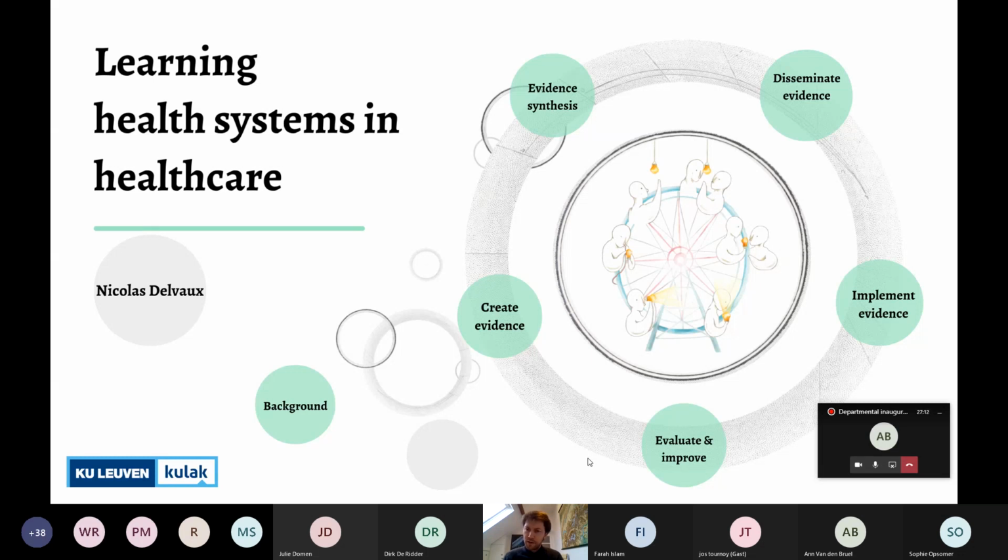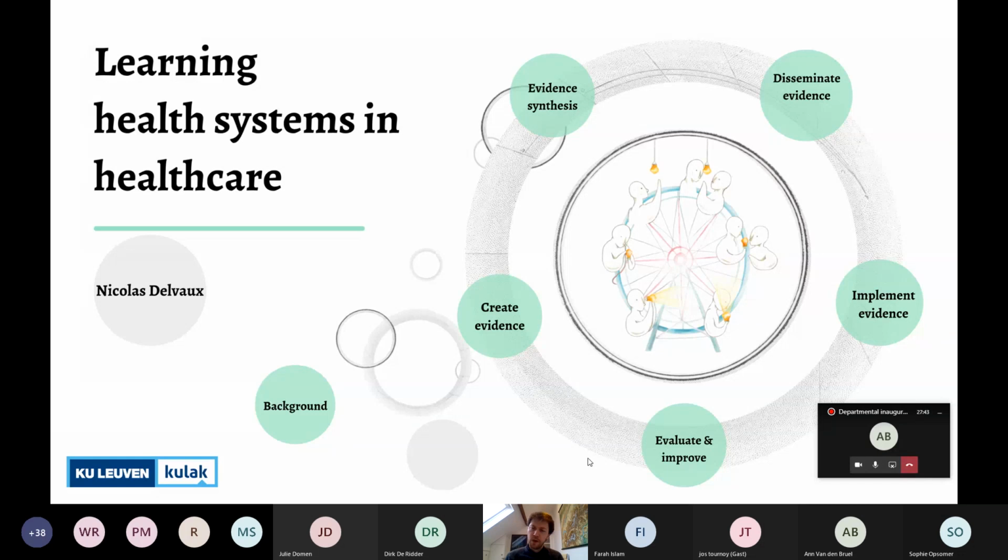Many of the things that I'll be discussing today are very much rooted in this idea of the evidence ecosystem. And the evidence ecosystem identifies 5 main steps in a learning health system, and we're going to discuss all 5 of them, where my research lies in these 5 steps, and what potential projects, what potential next steps could be, and where the challenges lie in each of these steps.